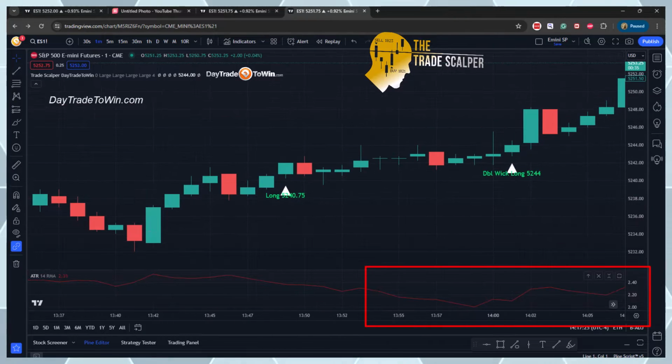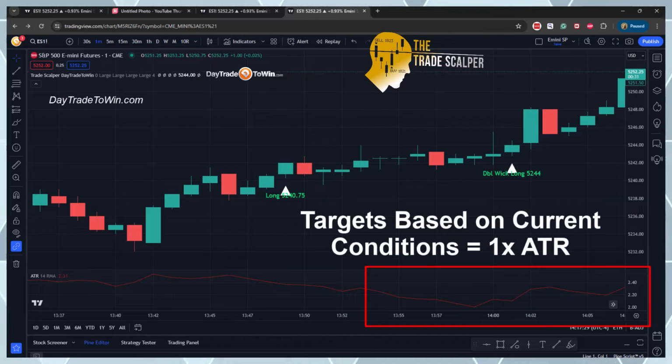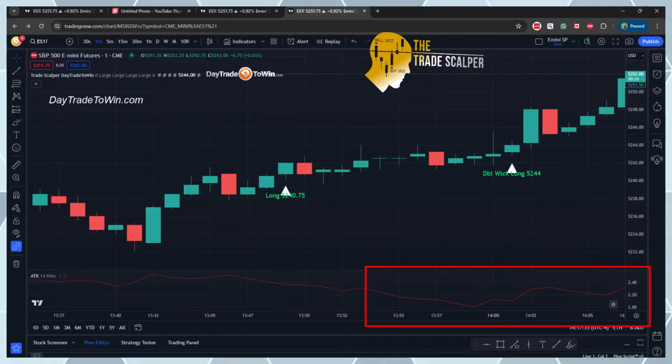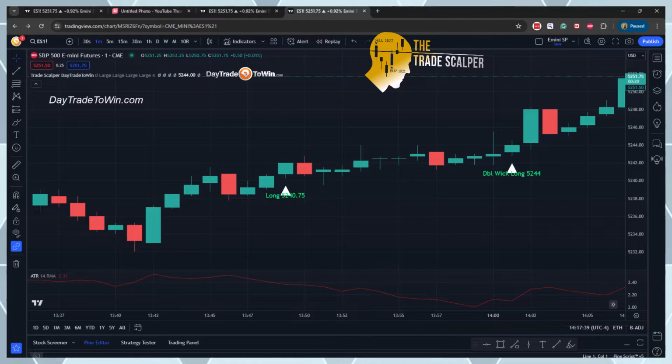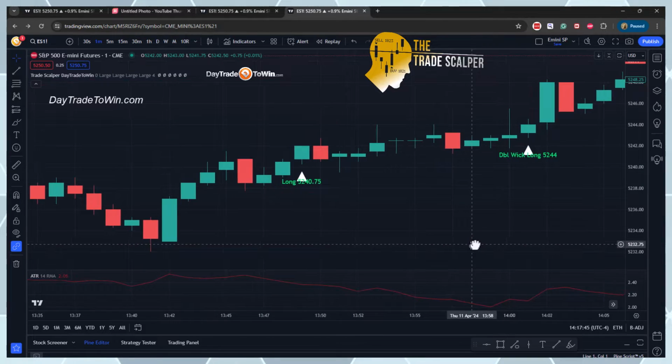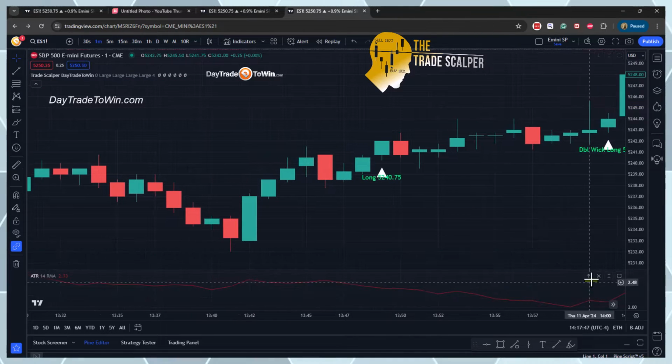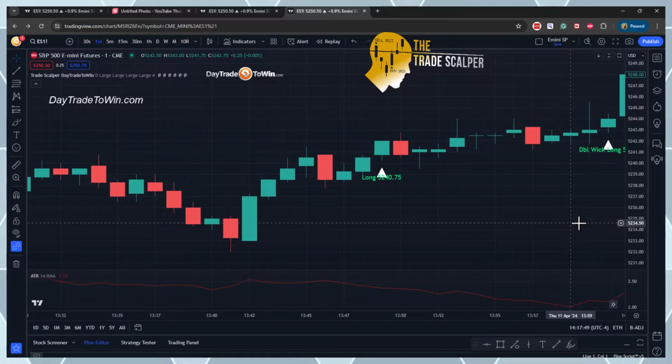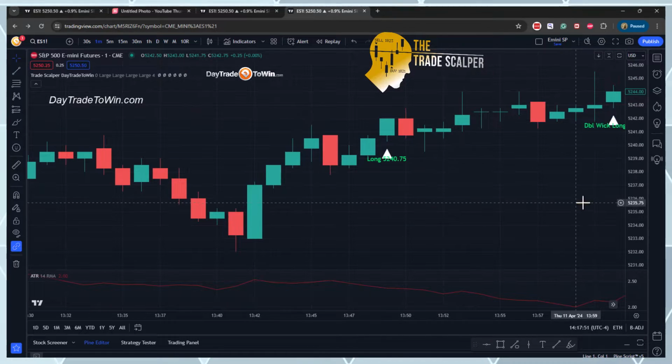If you're going to think about what the target is, it should be based on the current conditions. It should be based on whether or not the market has enough momentum and volatility to get you there. So if the market is slow, you take a smaller profit. If the market's more volatile, you take a larger profit. So we always use the ATR. It's part of what we teach to indicate the target. Right at the time of this trade, you're looking at about 2 points, 2.5 points.